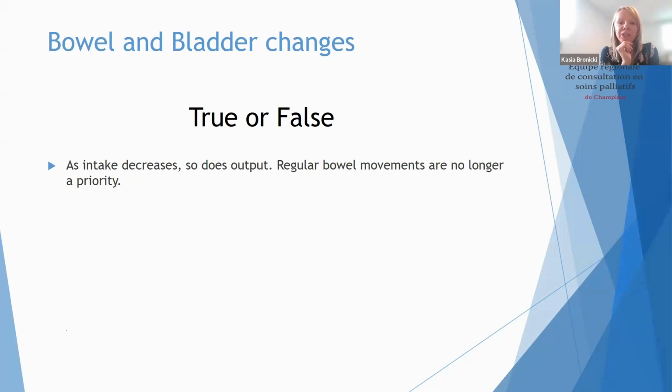Okay, so bowel and bladder changes can happen from months to days to hours at the end of life. And this is resulting from many things, but a big impact is the intake decreases, the output as a result does as well. Are regular bowel movements a priority? So regular bowel movements are no longer a priority at the end of life. True or false? Any guesses?